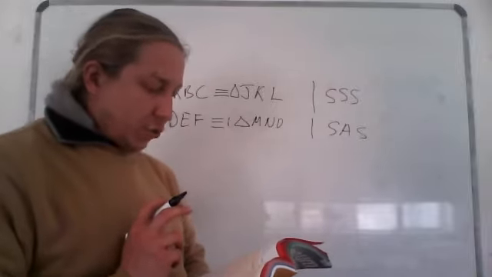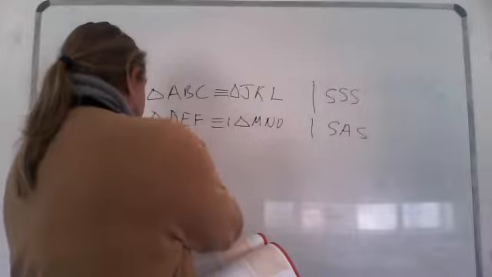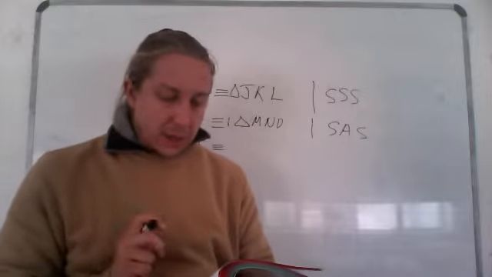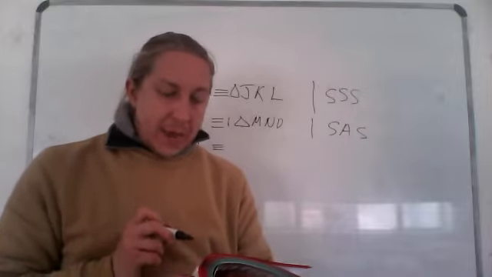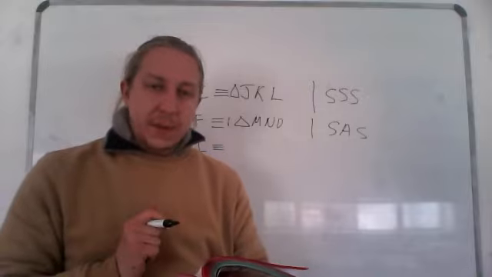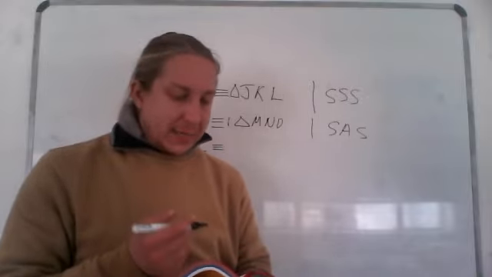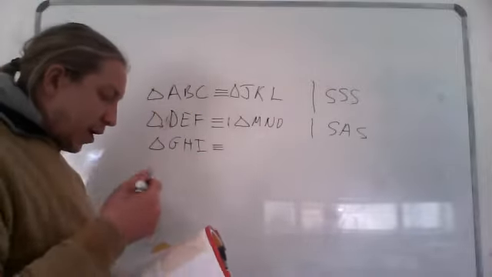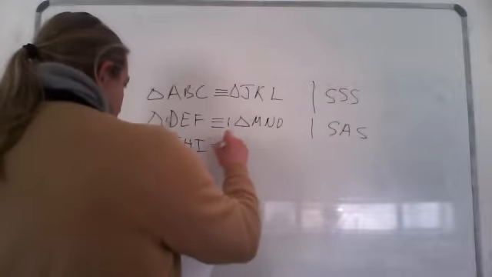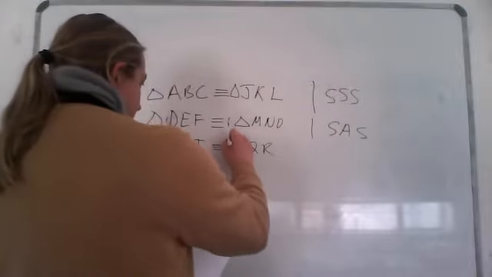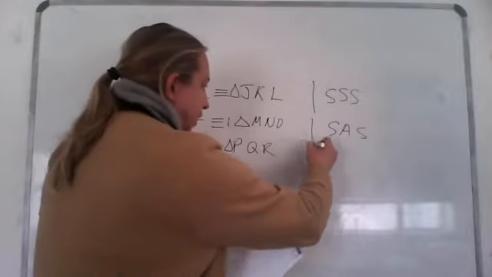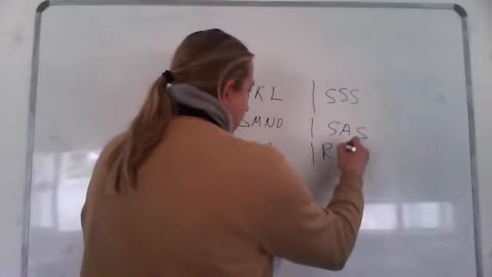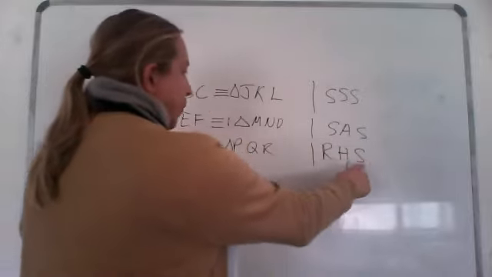Let's look at the third triangle, GHI. Triangle GHI is congruent to what triangle? Well, GHI has a 90-degree angle, the hypotenuse, and one of the other sides. Which other triangle has the same? They've actually color-coded these triangles for us to make it easier. So the green one corresponds to the green one, which is PQR. Triangle PQR. What is the congruency condition here? It is the right angle, hypotenuse, side: RHS.